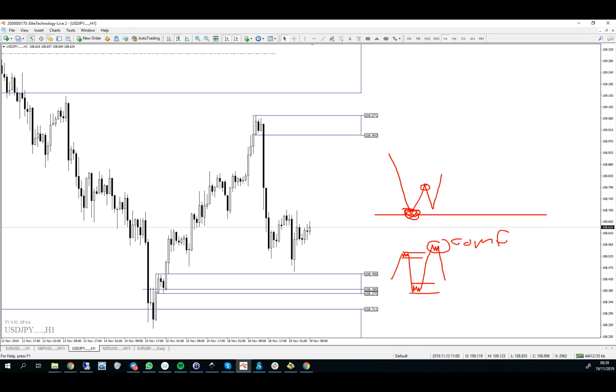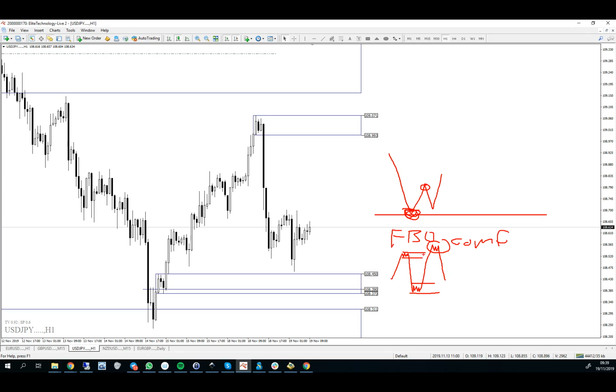This will be our confirmation. It doesn't mean that we jump right away here. We will wait for price to go down because we want to enter a very low risk trade that will give us the least drawdown possible. So we would wait for price to go down after this. This is a false breakout.